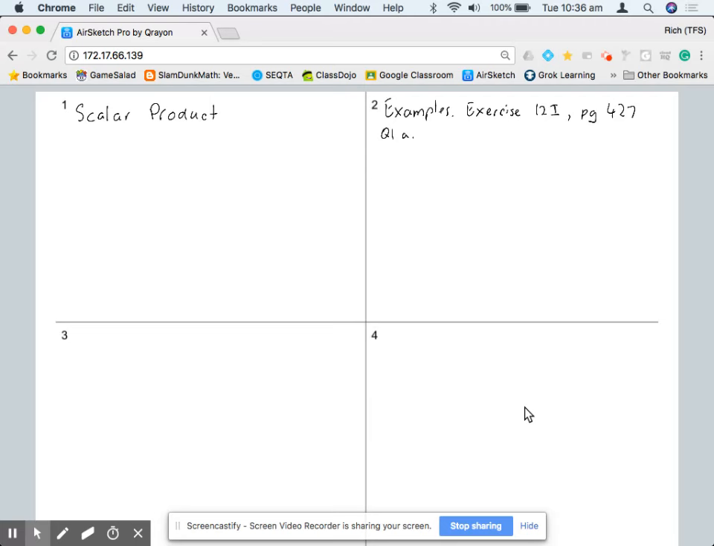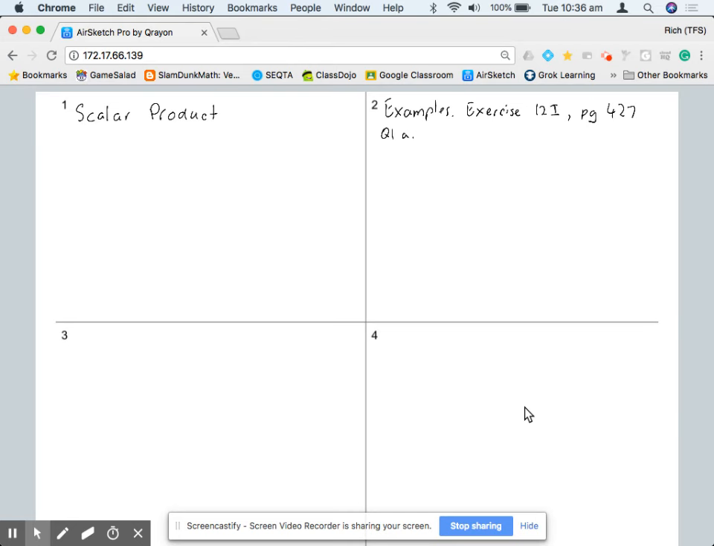Thank you. So, scalar product. I got you to open up to page 426 because that's where it starts talking about it in the textbook. But what have we got? We've got two ways of expressing the scalar product that are given in the textbook.